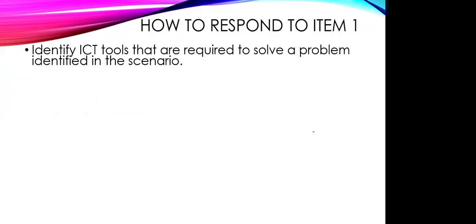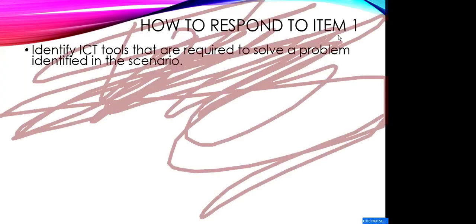How do we respond? Before we go to how to respond, you will find that the setting changed. You may not find any question or item asking you to identify tools that are required for item 1. So it is upon you to understand the question, and you know that I need to identify items. So look at the scenario. When you look at the scenario, you're supposed to identify tools that are required to solve a problem identified in the scenario.